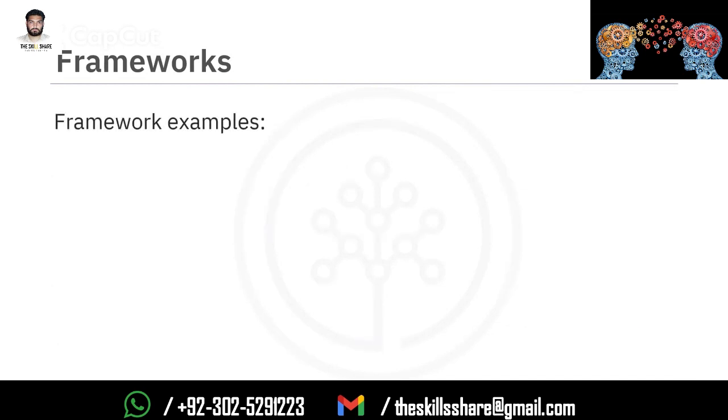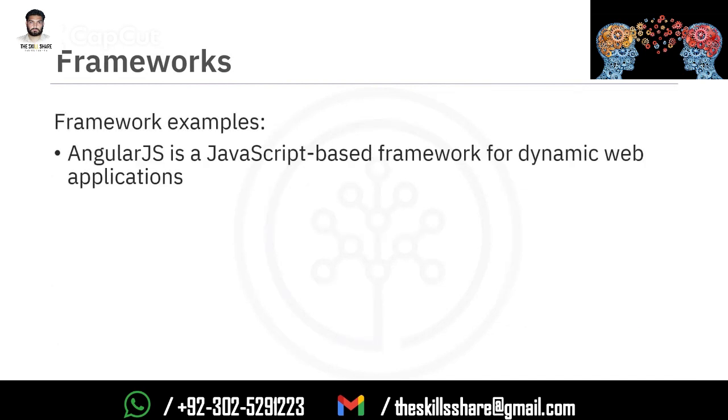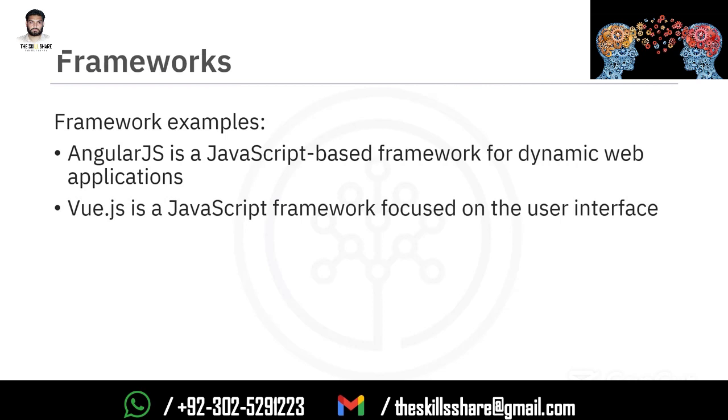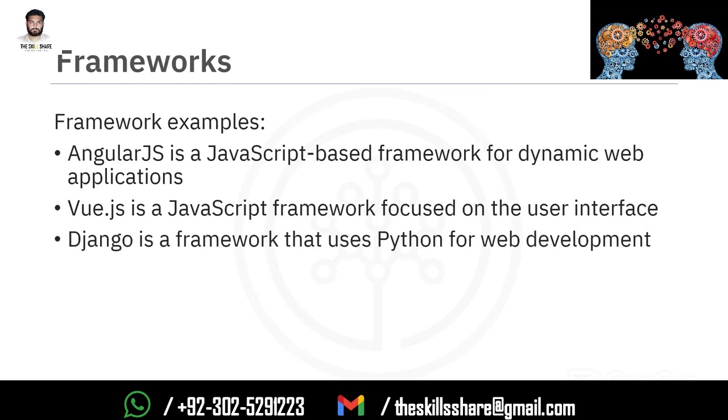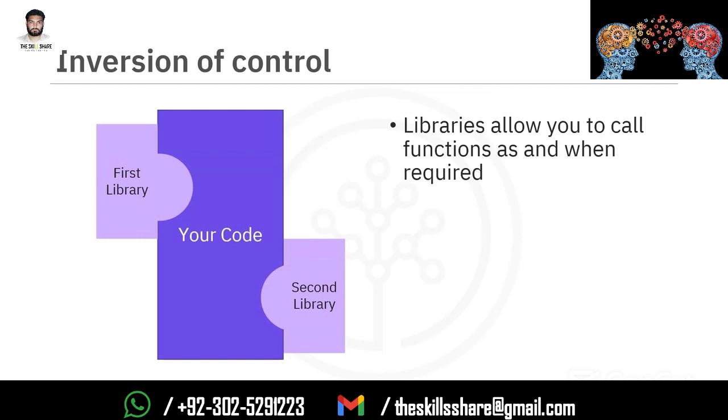The frame acts as a guide for how the house is constructed. Here are some examples of frameworks. AngularJS is a JavaScript-based framework for dynamic web applications. Vue.js is a JavaScript framework focused on the user interface. Django is a framework that uses Python for web development. Frameworks define the workflow that you must follow, unlike libraries, which allow you to call functions as and when required.